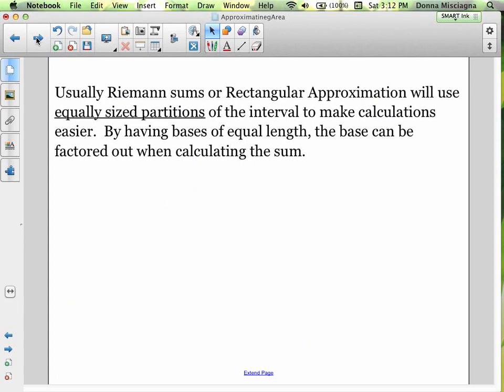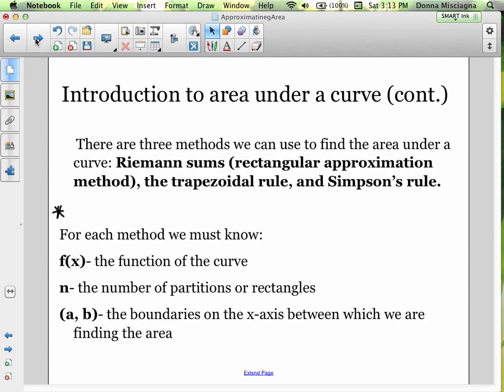We're going to use equally sized partitions of the interval to make the calculations easier. By having bases of equal length, the base can be factored out when calculating the sum. So we add up all the heights and just multiply by the width one time, rather than multiplying each height by the width. It's a little less multiplying and saves us a little bit of time.